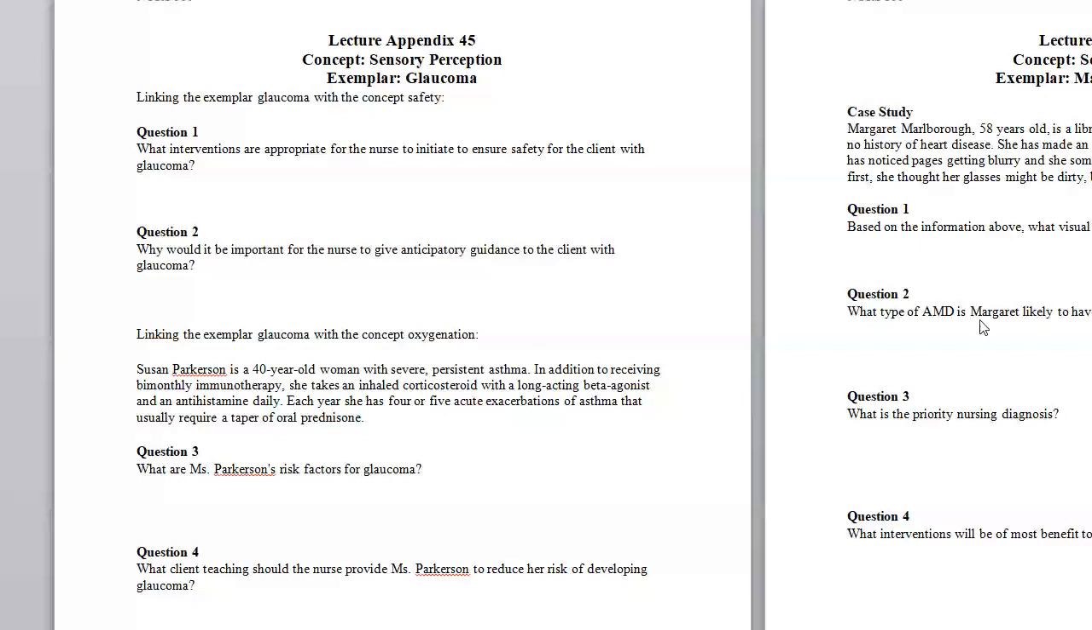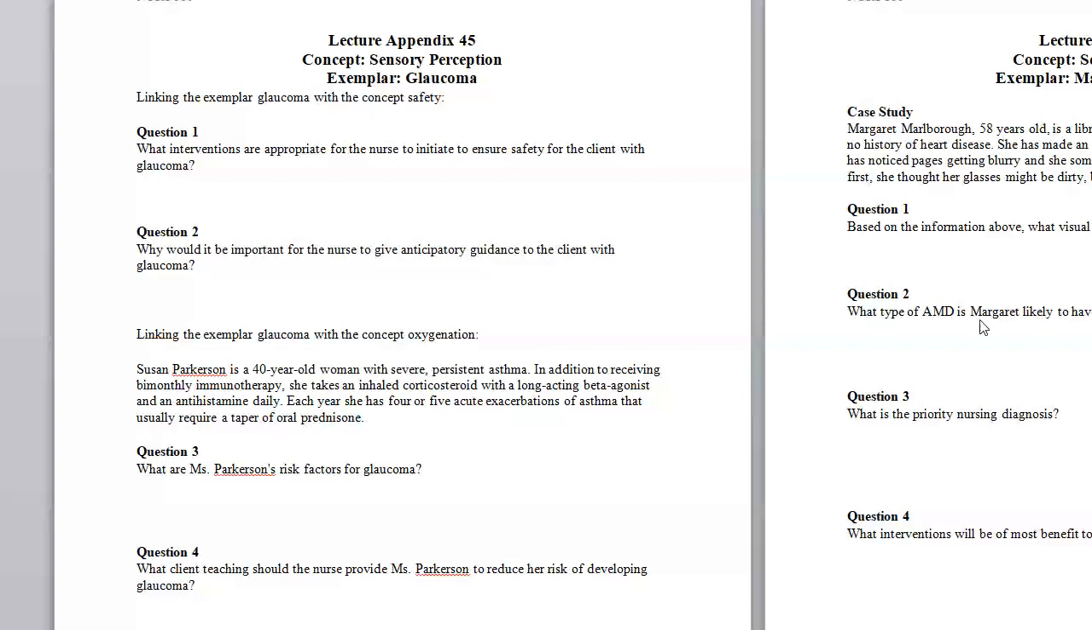Why would it be important for the nurse to give anticipatory guidance to the patient with glaucoma? Because we know that if this is not kept under control, and if we don't do something to relieve that pressure, this patient could eventually go blind. So the next patient situation is Susan Parkerson, a 40-year-old woman with severe persistent asthma.